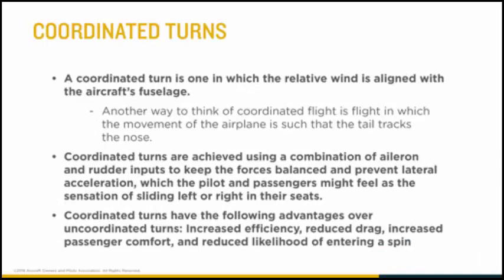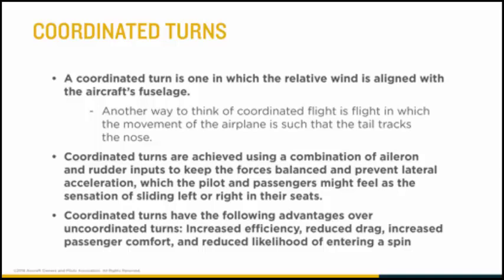Alright, so a coordinated turn is one in which the relative wind is aligned with the aircraft's fuselage. If the wind is coming from one side or the other, then the airplane would be in either a slip or a skid. In a slipping turn, the rate of turn is too slow for the angle of bank. The nose is pointing too much to the outside of the turn. In a skidding turn, the rate of turn is too great for the angle of bank, and the nose is pointing too much to the inside of the turn.